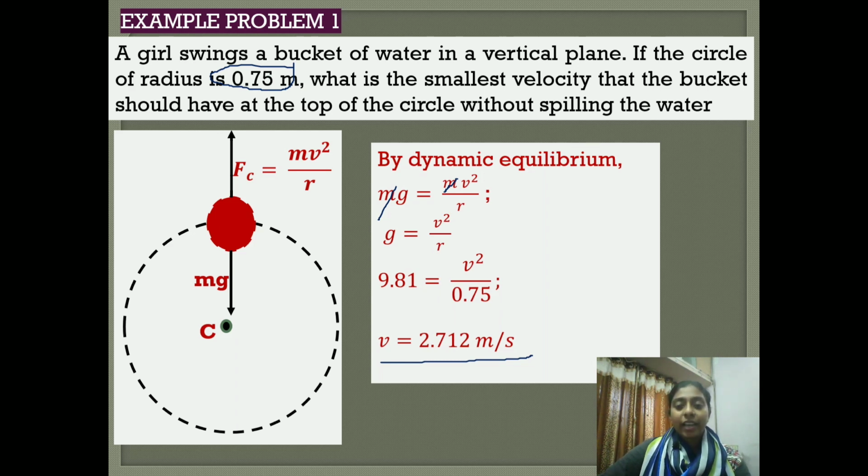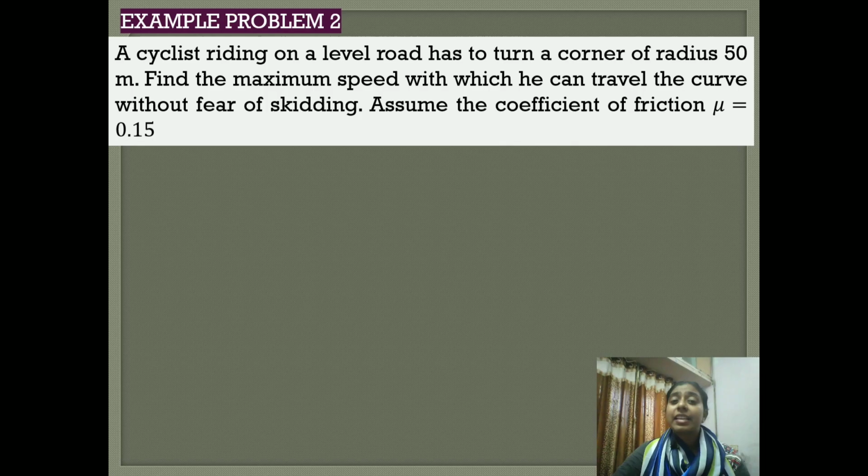We will go for the second problem. A cyclist riding on a level road has to turn a corner of radius 50 meter. Find the maximum speed with which he can travel the curve without the fear of skidding. Assume the coefficient of friction mu is equal to 0.5.